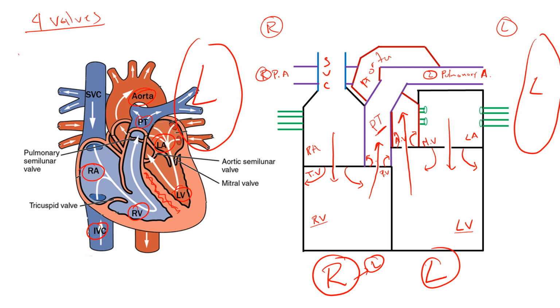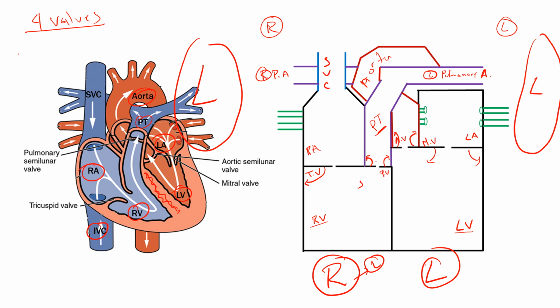semilunar valves. Remember that semilunar valves is also how we call these pulmonic and aortic. So pulmonic valve, right semilunar valve, aortic valve, left semilunar valve. All right, now that you know that, let's begin with the explanation here, which is not super hard.